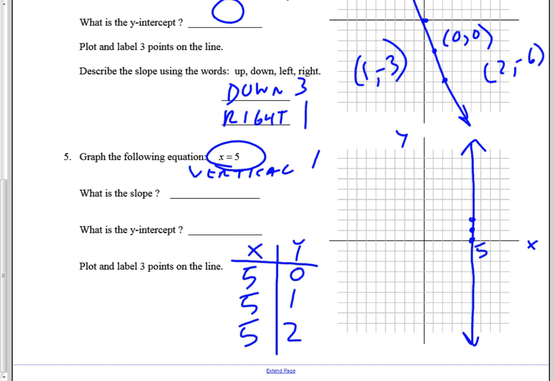That's it. If you don't remember that, just put in an equation with y equal to a number on your calculator, and you'll see that that's horizontal. Well, what's the slope if it's perfectly up and down? What do we call that? It doesn't even exist.